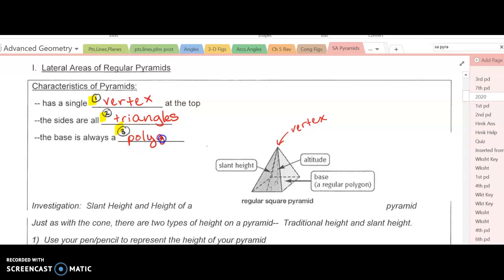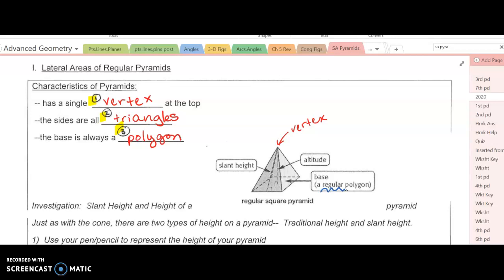And we're going to see here in a minute that all of the pyramids that we study are not just going to be any old polygons, but they're going to be regular polygons. All their sides are going to be equal. All their interior and exterior angles are going to be equal to each other.